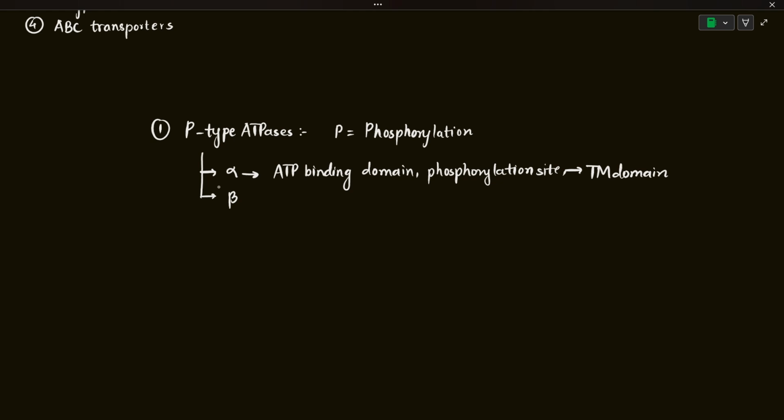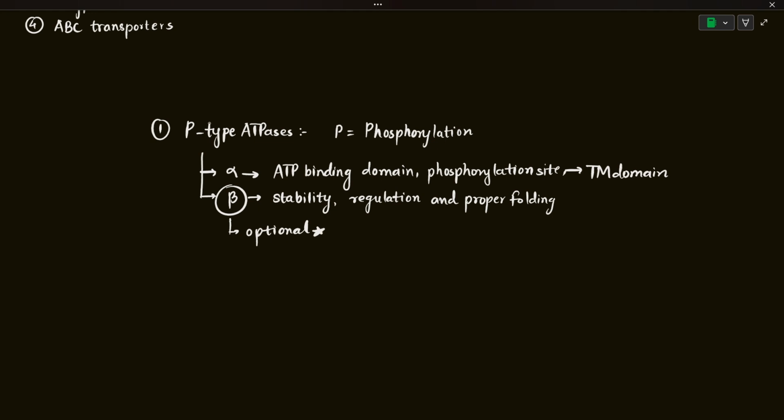So if the beta subunit is there in the protein, it usually is for stability. So it provides stability to the whole protein. It does the regulatory job, so it is also involved in regulation, and it is also involved in proper folding. So it ensures that the protein folds properly and inserts itself in the plasma membrane properly. Okay, so the beta subunit is optional. It may or may not be there.